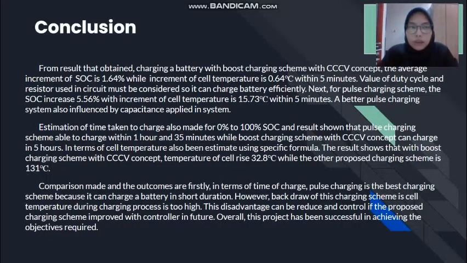The value of duty cycle and resistor used in the circuit must be considered so it can charge the battery efficiently. Next, for the pulse charging scheme, the SOC increased 5.56% and the increment of cell temperature is 15.73 Celsius within 5 minutes. A better pulse charging system is also influenced by the capacitance applied in the system.